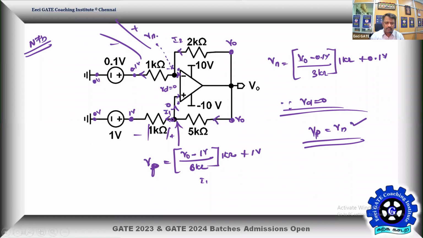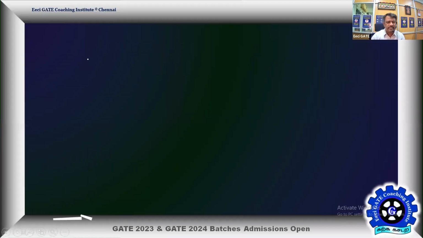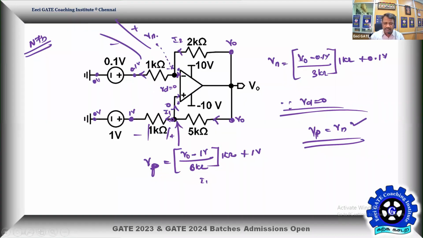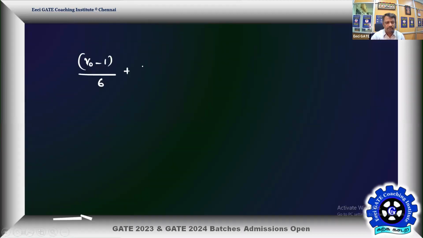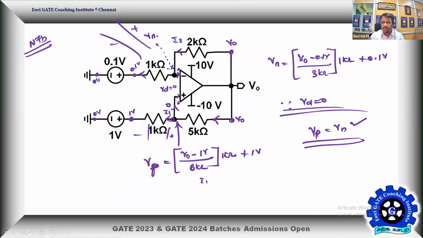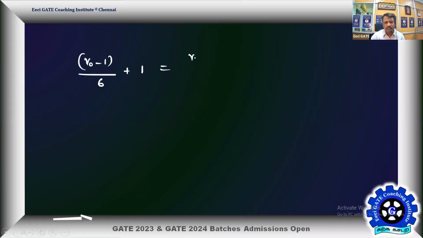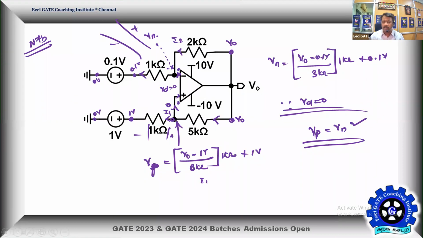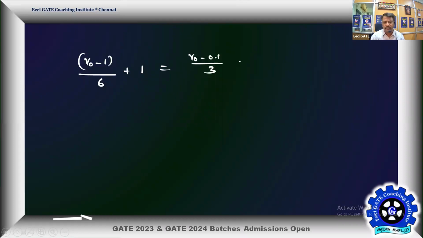So the first one is V0 minus 1 by 6K, V0 minus 1 by 6, plus, because it's 1K by 6K, plus 1. Okay, it's a voltage. Right hand side, it's V0 minus 0.1 by 3, so V0 minus 0.1 by 3 plus 1 plus 0.1. Plus 0.1.